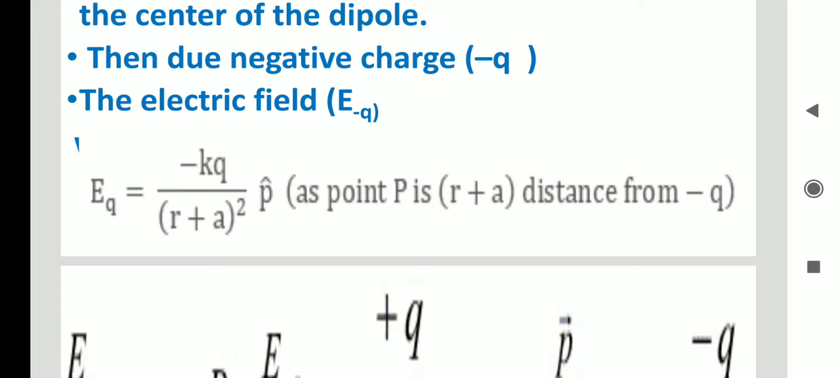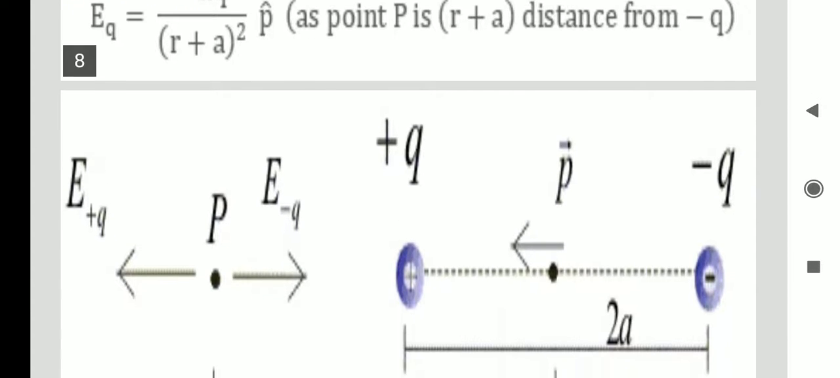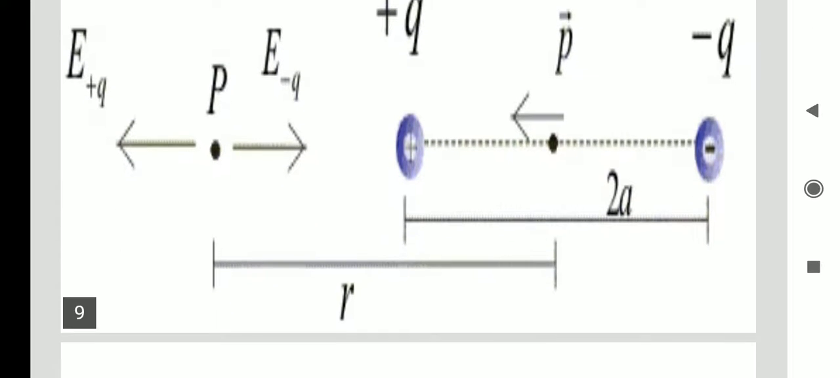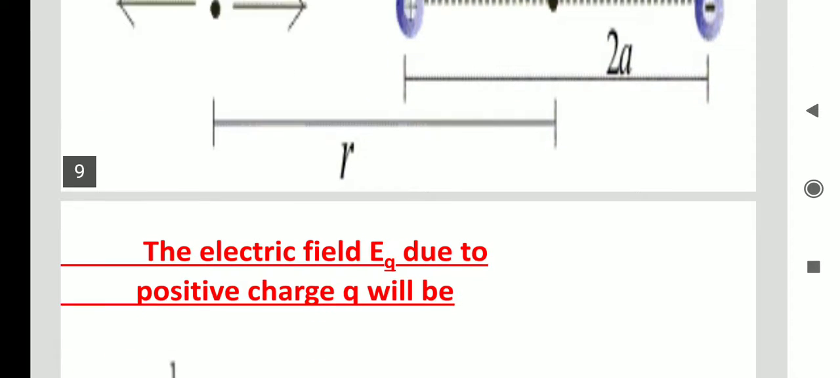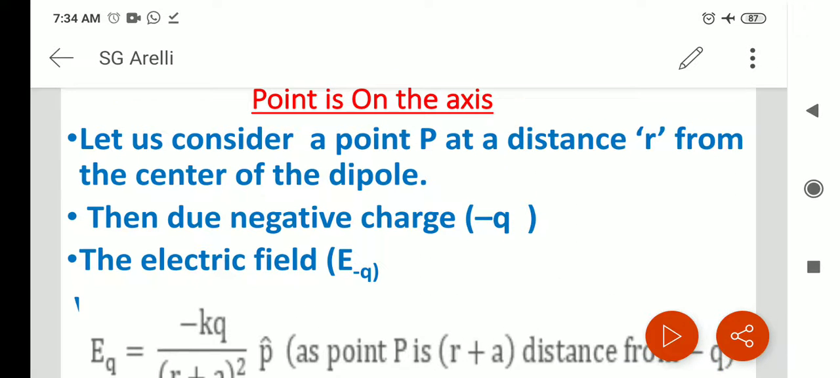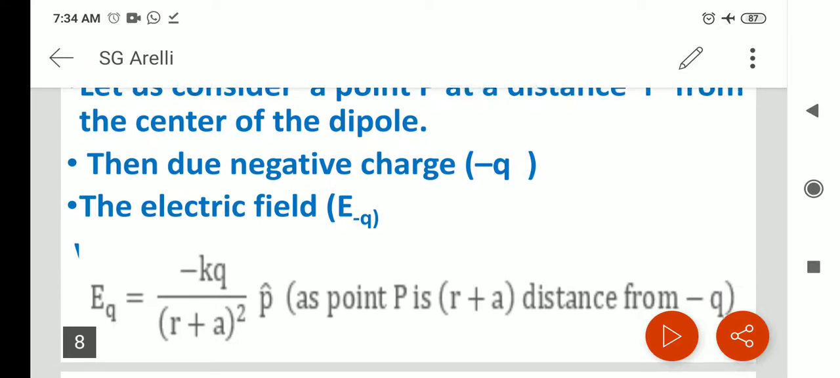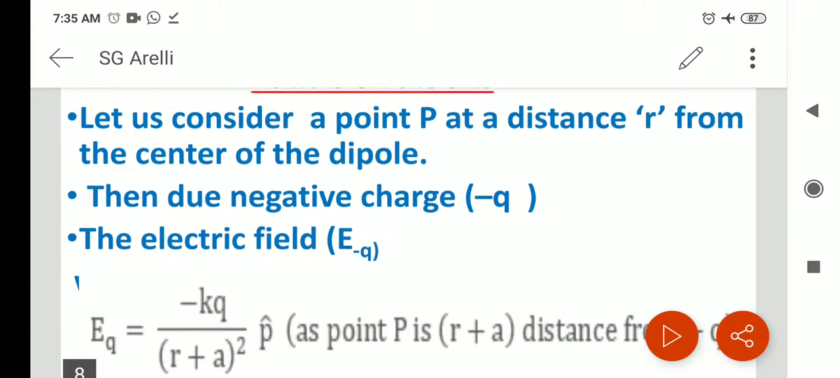Here r plus a is the distance of the point P from the negative charge. This is about the charge directions, the point position, and their distances that we consider from this figure. Let's see the electric field due to the positive charge. Here we evaluated the electric field due to the negative charge. That's the reason we take minus kq by (r plus a) whole square into p cap, because of the negative charge.